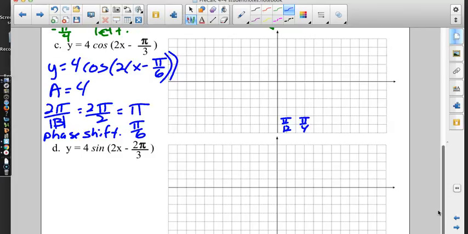4 pi over 12. 5 pi over 12. 6 pi over 12, I'm not going to label, but 7 pi over 12. There. 8 pi over 12, not going to label. 9 pi over 12 would be 3 pi over 4. Yeah, 9 pi over 12. Yep. 10 pi over 12. 11 pi over 12.